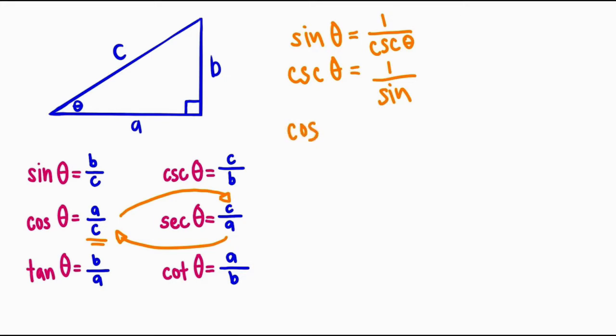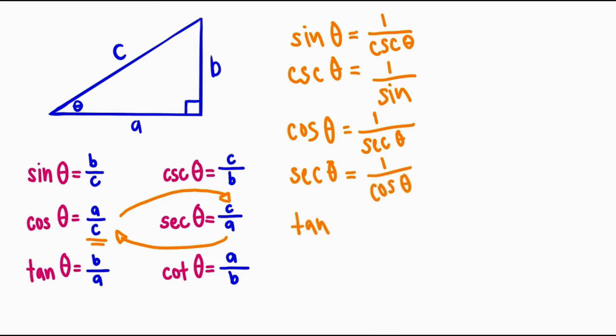This will then give you the other reciprocal identities like 1 over cosine of theta is equal to secant of theta and 1 over secant of theta is equal to cosine of theta. The same rule goes for tangent and cotangent.